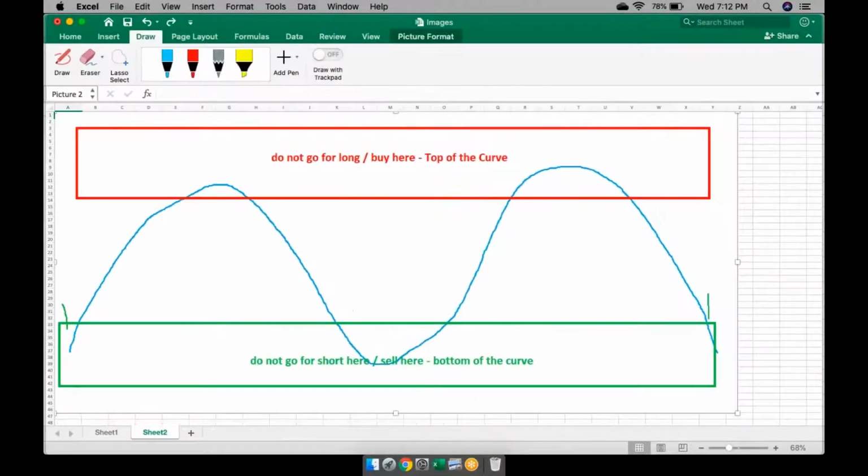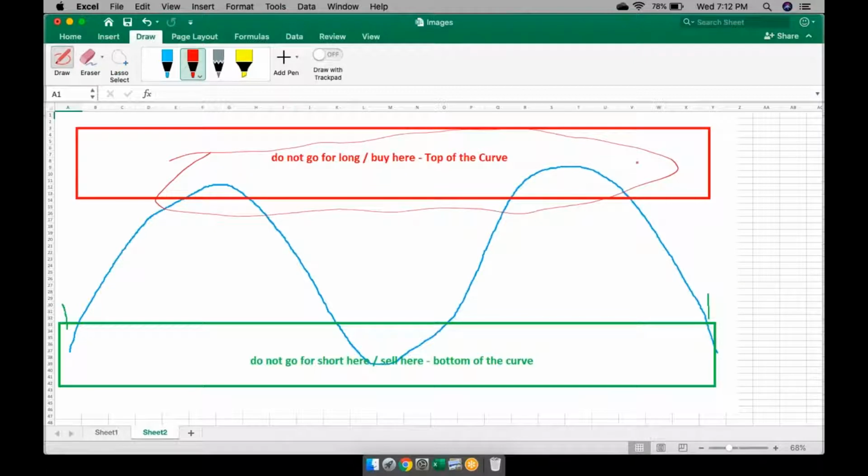In theory it will be coming like this. You can see here, the market always has a trending phase. It goes up, it comes down, it goes up, it comes down. So when we see the market is at the top of the curve, do not go for a long here.